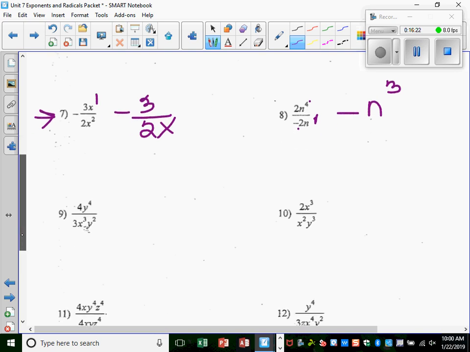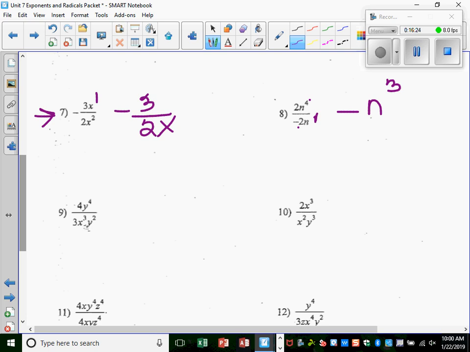Okay, let's look at number 9. So 4/3 I cannot reduce. Now I don't have any other x's at the top to subtract this x to the third with, so it's going to stay there. I do have a y at the top, 4, and a y at the bottom, which is 2. So what is 4 minus 2? 2, and that goes there.